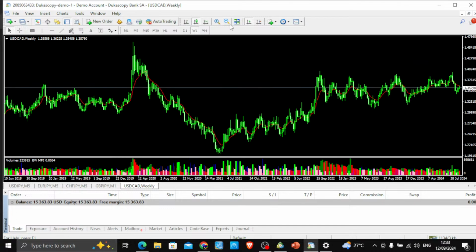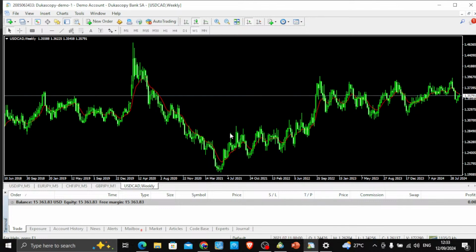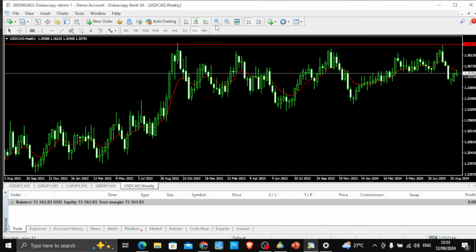Let's check what the market is doing. Look here. We mark the highest swing up here. If you mark this swing, you find out that on the weekly time frame, this market's swing high is higher than the previous swing high.